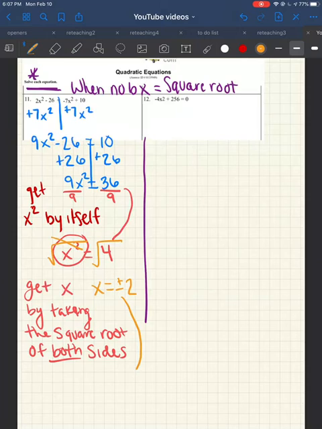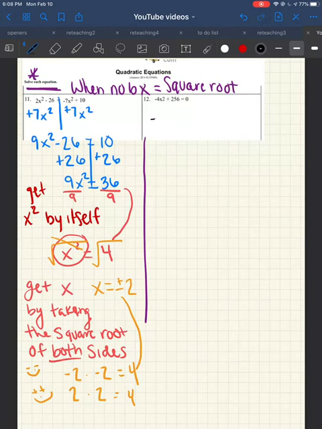Remember, I can do negative 2 times negative 2, and that will give me a positive 4. Or I can do a positive 2 times a positive 2. That will give me a positive 4. Remember our signs here. Okay. That's why it's plus or minus, because you can have two different solutions. Okay, so moving on to the next one over here.